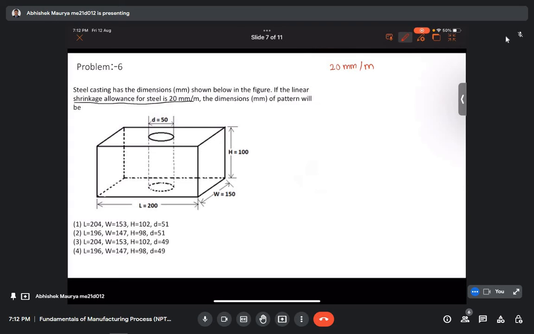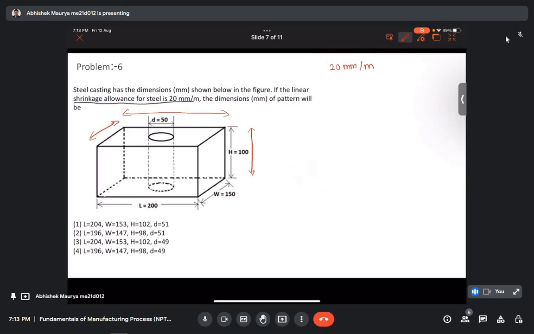So, this is the final dimensions of the component which we want as a final casting. But we know we have to manufacture the pattern, and that pattern is the replica of our final product, but its dimensions are not the same as our final casting, so there is some variation in its dimensions.